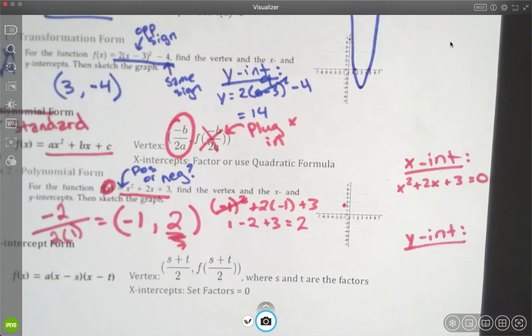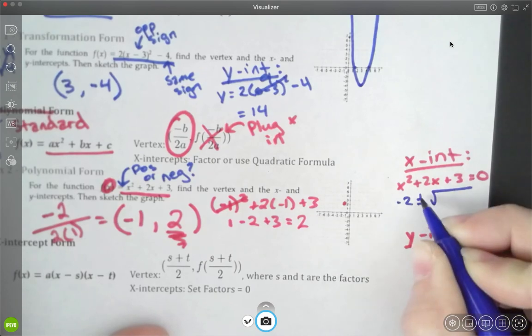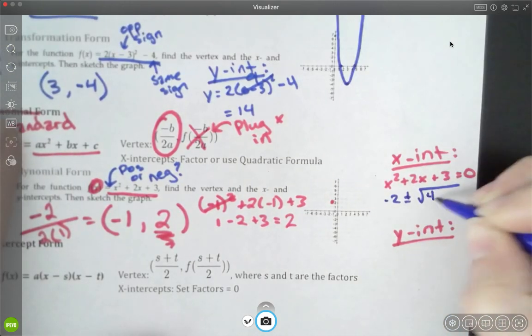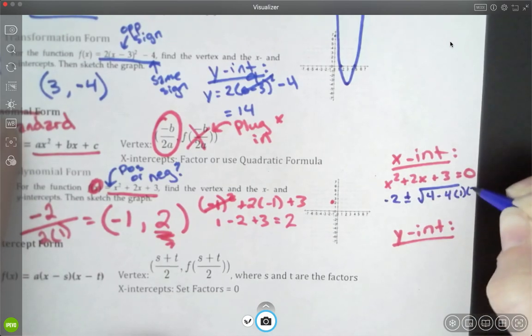So going back to factoring, can you multiply to get 3 but add to get 2? No. Okay, so let's try the quadratic formula. Negative b would be negative 2, plus or minus the square root of b squared. What's b squared? 4, minus 4 times 1 times 3, all over 2 times 1.